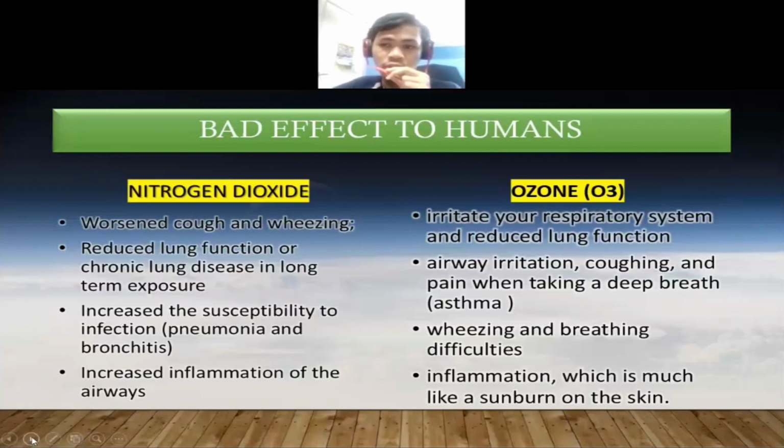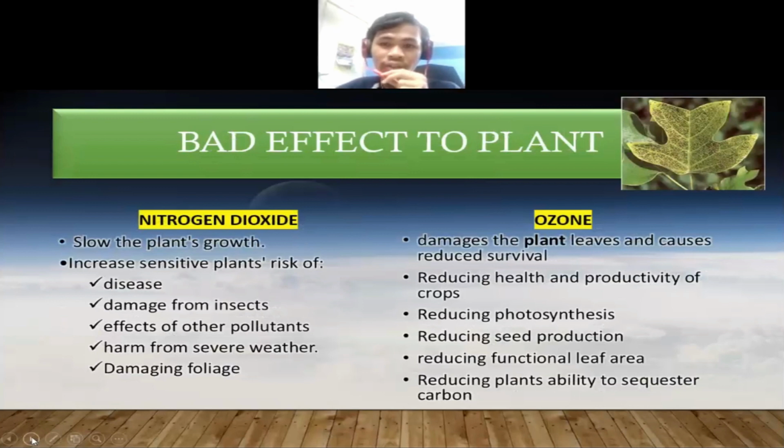Other living things such as plants could also be affected by these chemicals. Firstly, nitrogen dioxide may cause enhancement of sensitive plants' risk of disease, damage from insects, effects of other pollutants, and so on. Secondly, ozone might also give bad effects to plants, such as reducing yield and productivity of crops, reducing photosynthesis, which is the process to convert light energy into chemical energy, and then reducing seed production, and so on.